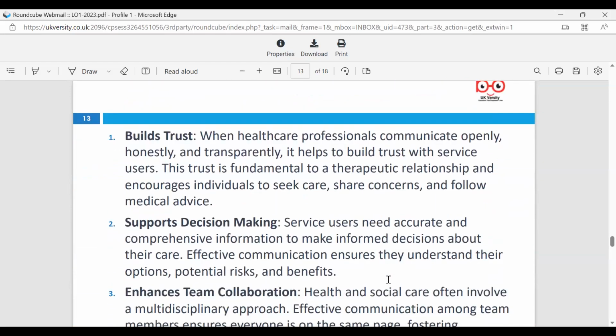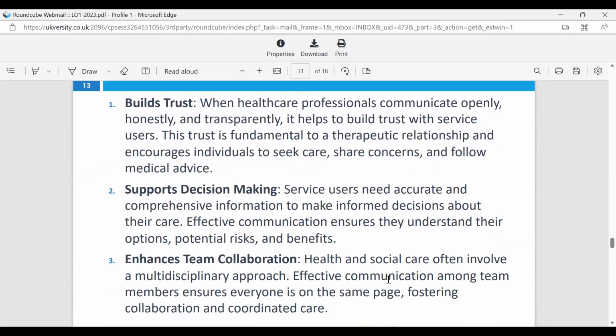It builds trust. So when healthcare professionals communicate openly, honestly, and transparently, it helps to build trust with service users. This trust is fundamental to a therapeutic relationship and encourages individuals to seek care, share concerns, and follow medical advice. I think trust is really, really important. Why do you think it's so important? Building that trust. Why do you think it's so important to build trust with the individual?